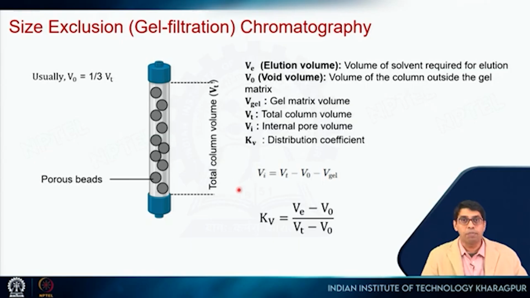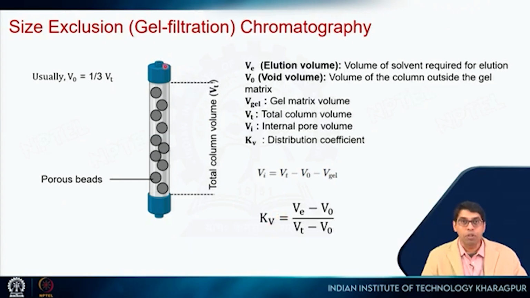Now there are certain terms that are very useful. We are going to look at these terms. So Ve is the elution volume. So that is the volume at which your protein is eluted. V naught is the volume of the column outside the gel matrix. Okay. Vt is the total column volume. Okay. So we will use these terms to define something called the distribution coefficient. So what is the distribution coefficient?